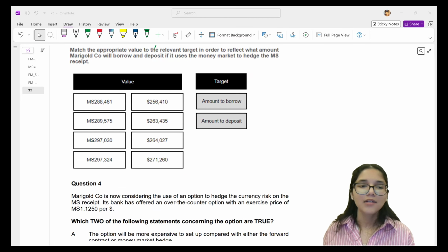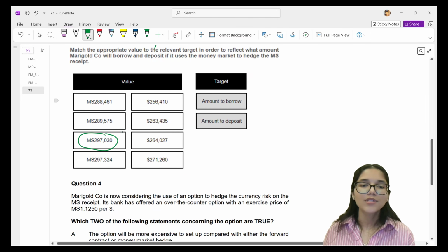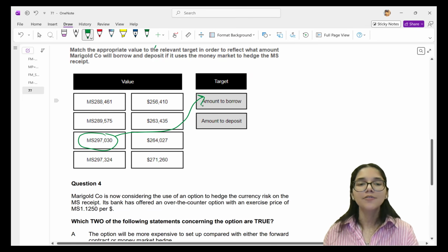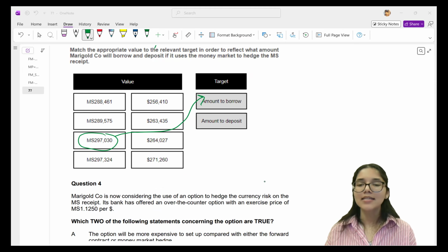297,030. This is the closest. This is the amount which will be borrowed. This is the first step that we have done. All good till here, guys? Step number 1 is clear. Step number 1 is understood, everybody?